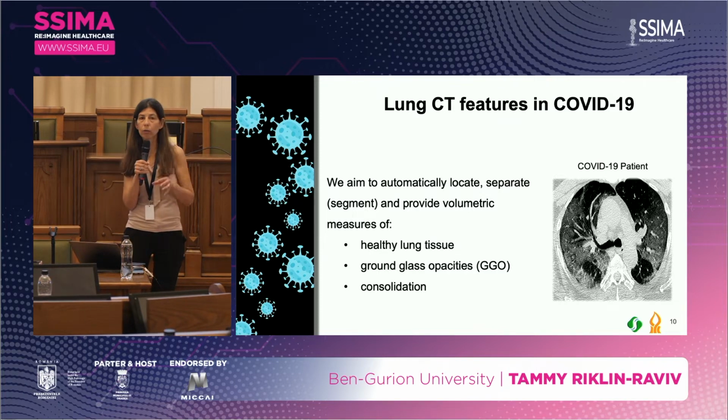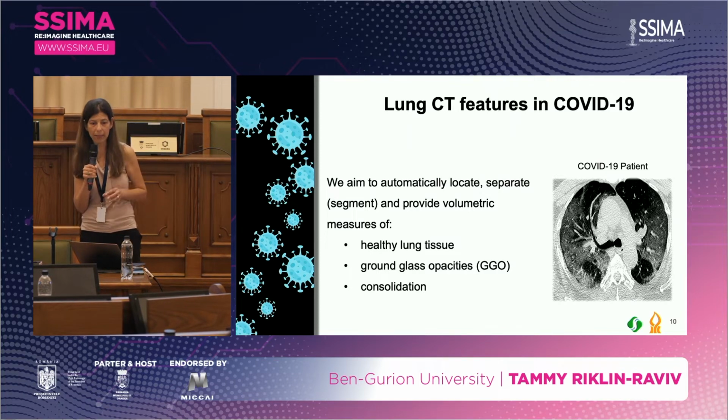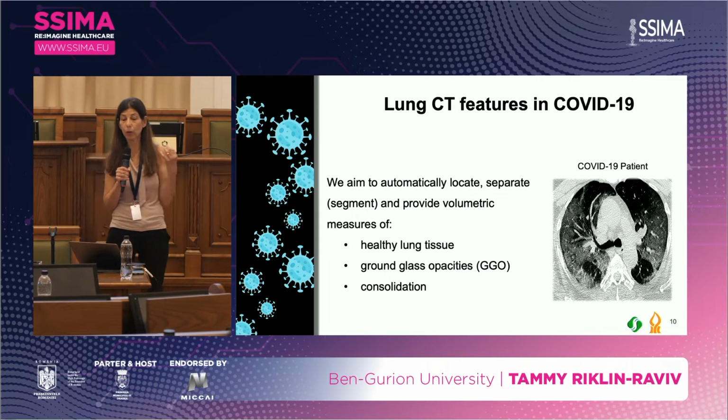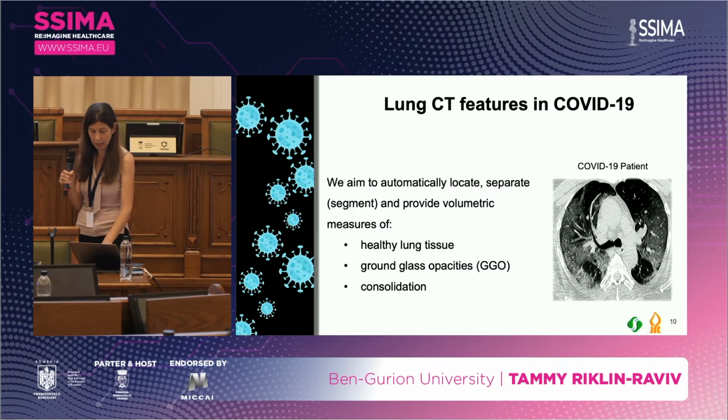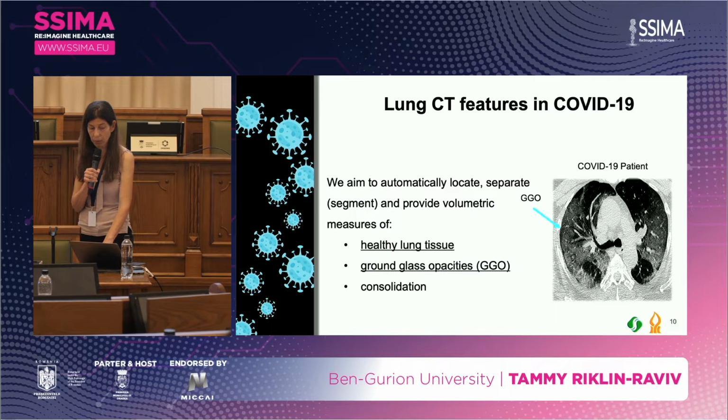Specifically, we looked for specific opacities. So we aim to automatically locate, separate, segment, and provide volumetric measures of healthy lung tissues, ground glass opacities, here in blue, and consolidation, here in yellow.